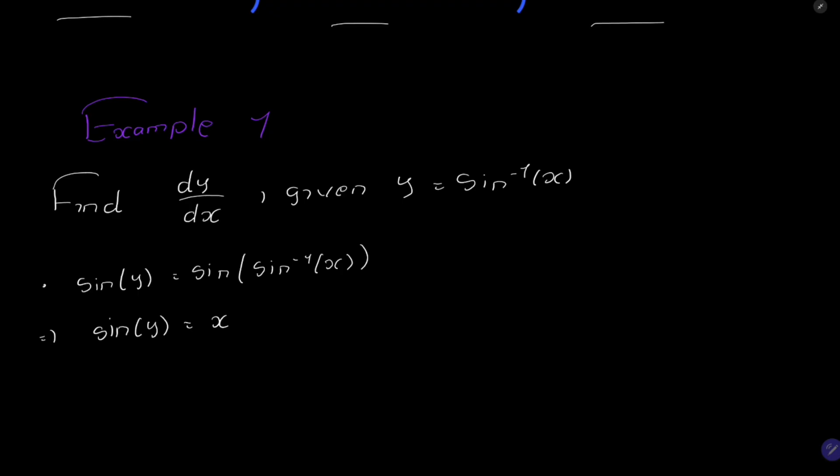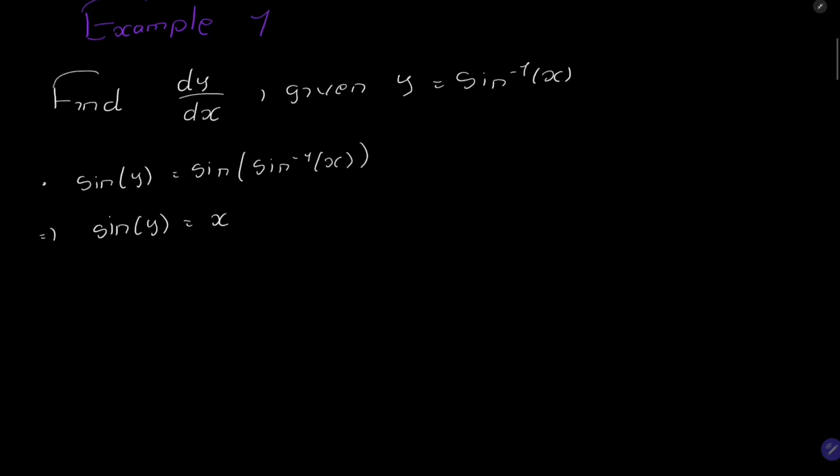And what was the first step? The first step we had to do was to identify if we already have an equation in terms of y and x, and in this case we have. Our second step was to apply differentiation with respect to x on both sides of the equation. So let's apply that.